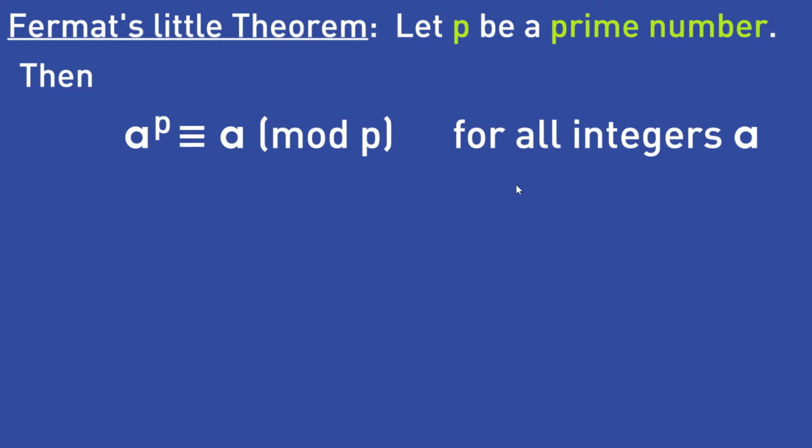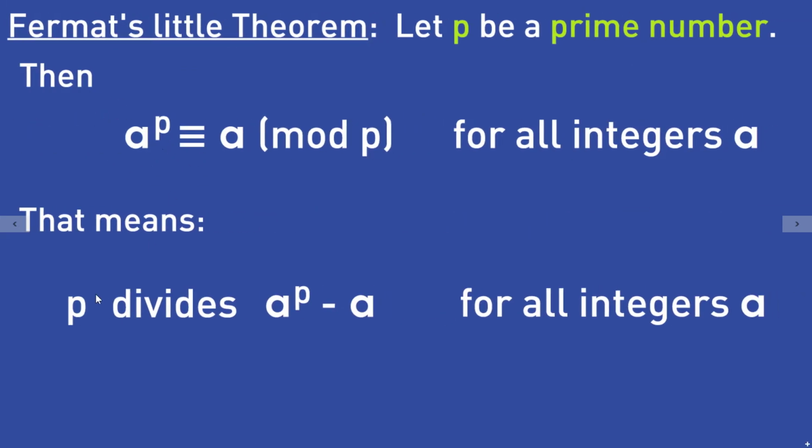If you're not that familiar with congruences, the notation here just means that p divides a to the power of p minus a for all integers a.